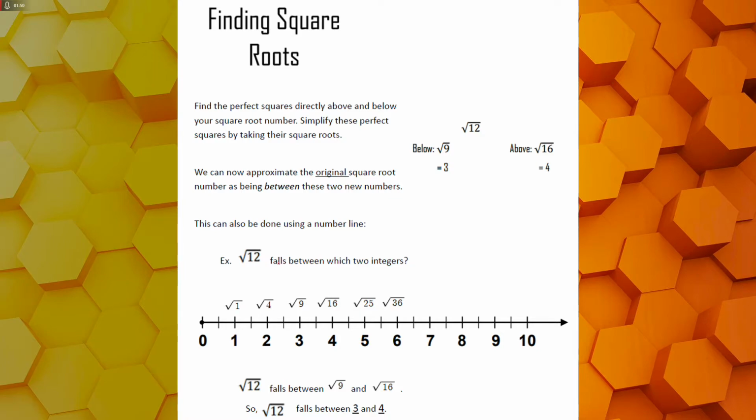So the square root of 12 falls between which two integers? So again, I know the square root of 12 is going to be between the square root of 9 and the square root of 16. If I had to guess, it would be around here somewhere. Because I know the square root of 9 is 3, and I know the square root of 16 is 4, that means the square root of 12 has to be between 3 and 4.